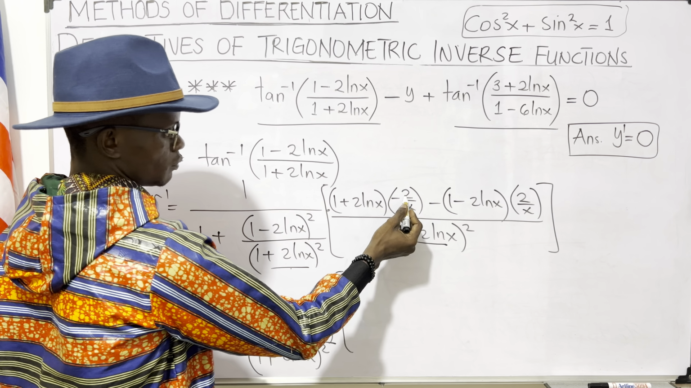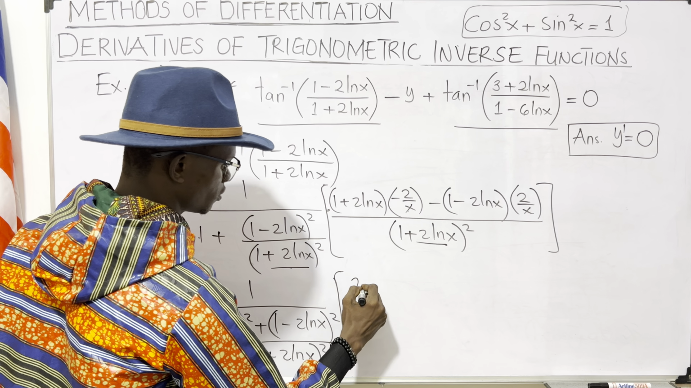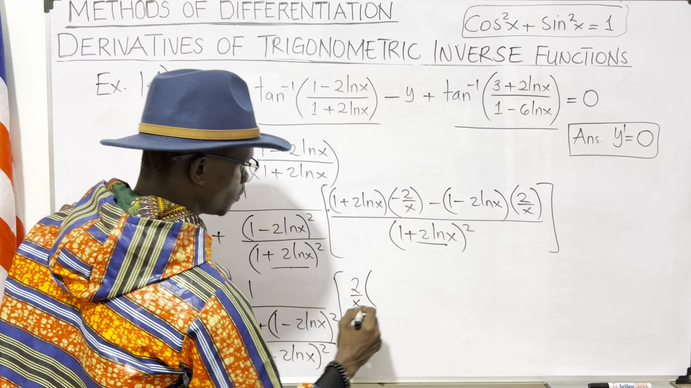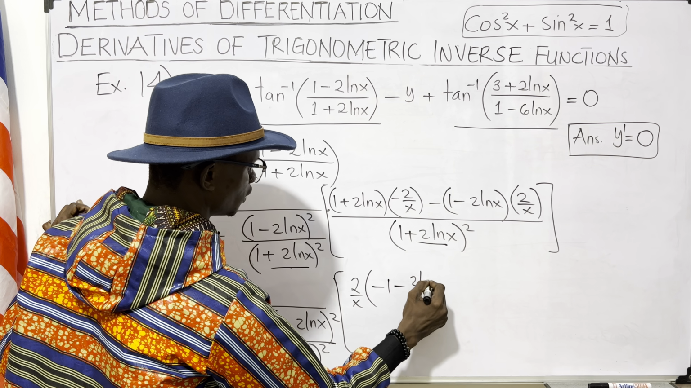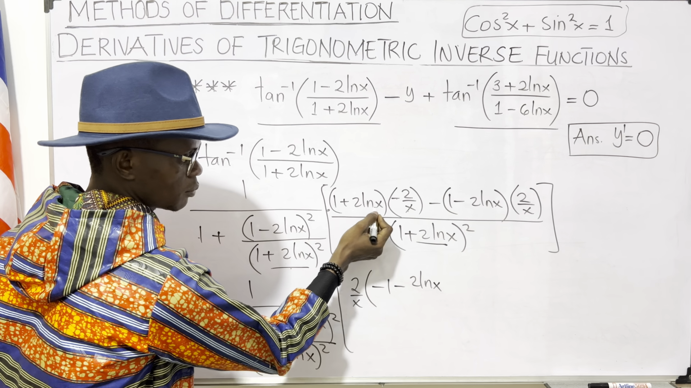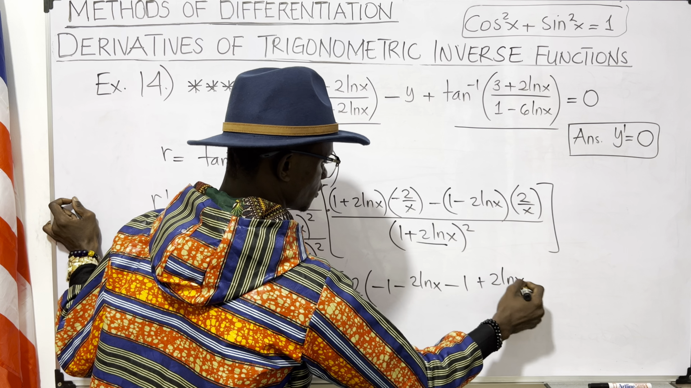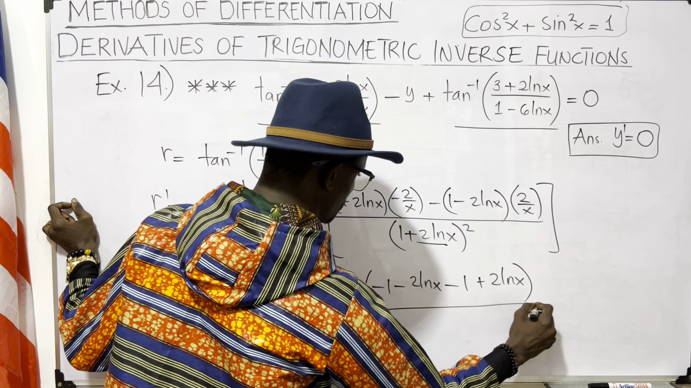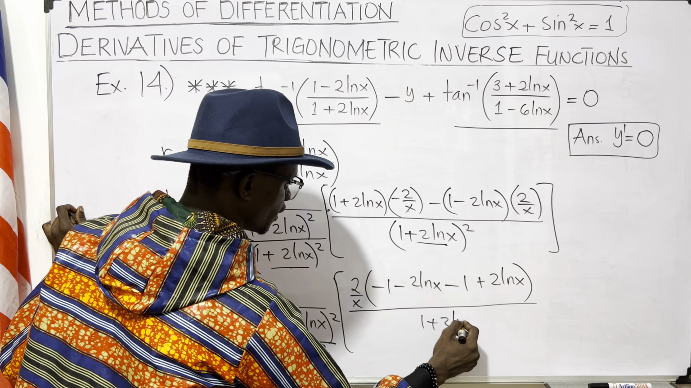Then we see that 2 over x is common, and we can factor it out. What we'll be left with here is minus 1 minus 2 ln of x, because the minus affects both of them. And then on this side we will have minus 1. This and this give us positive 2 ln of x, divided by 1 plus 2 ln of x all squared. So this cancels this one.